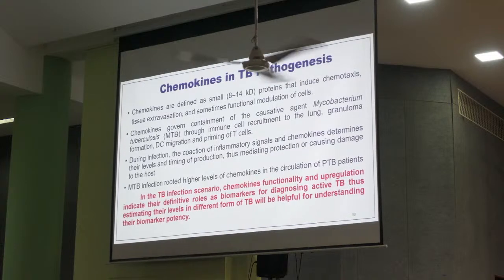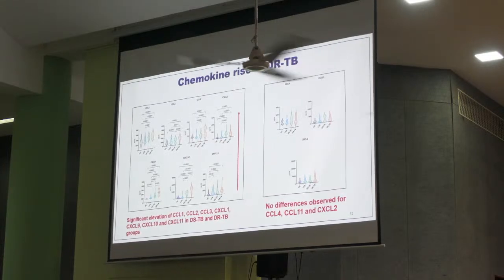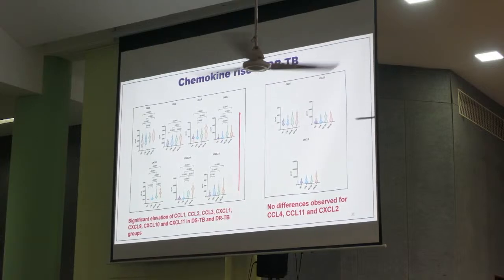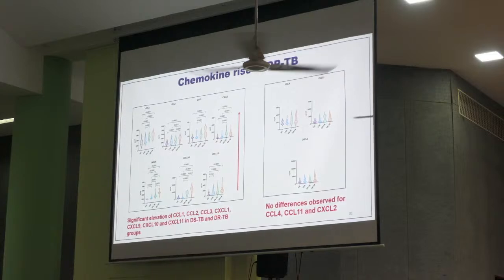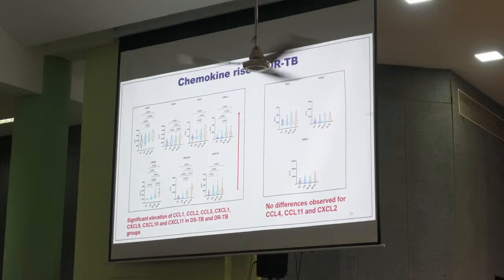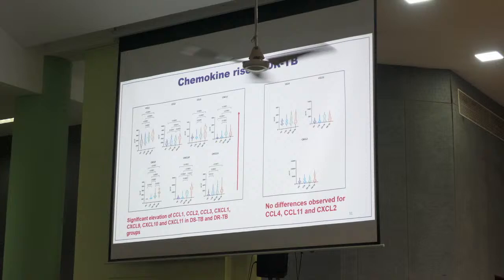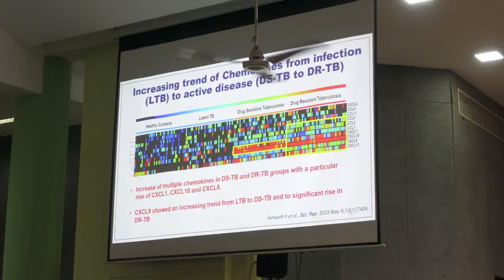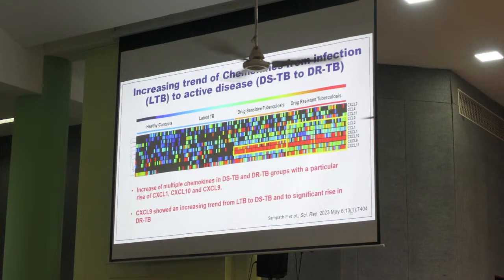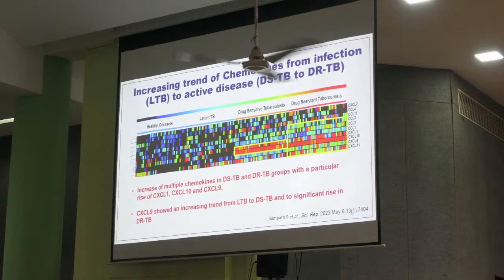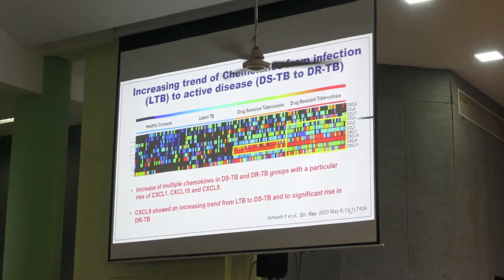Similarly, we also carried this out for chemokines. We had a 10-plex chemokine panel, and you can see there is an increase in the chemokines on these aspects, and there is no response for selected chemokines. These chemokines are very helpful in attracting monocytes to the site of infection or inflammation. Similarly, among the healthy contacts and latent TB, there are multiple increases of chemokines, particularly CXCL1, CXCL9 and CXCL10. These are very important in bringing the monocytes to the site of infection and making them progress to the disease.